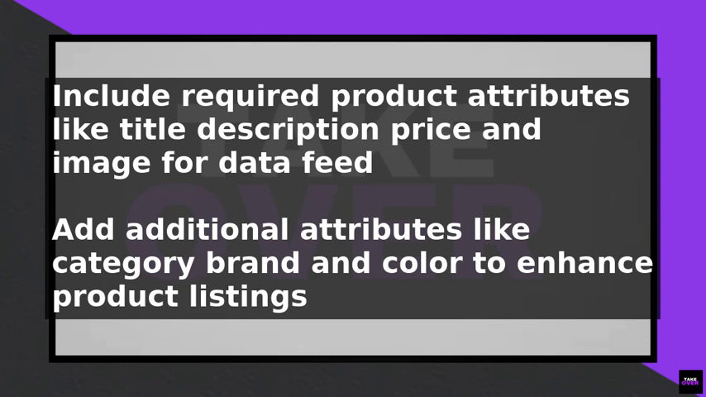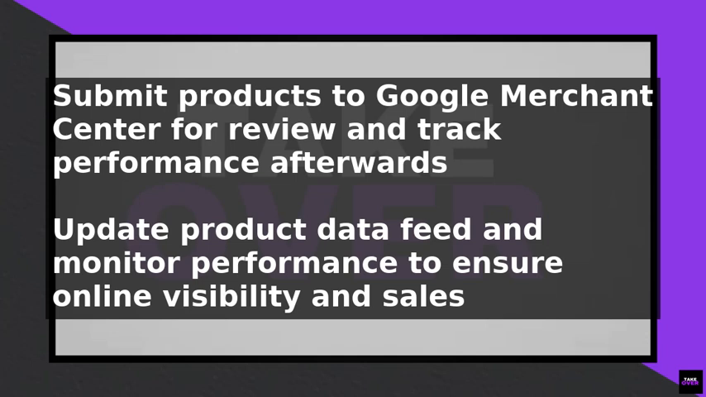Finally, submit your products to Google Merchant Center for review. This process may take a few days, and you will receive an email notification once your products are approved. After approval, you can start advertising your products on Google and track their performance using the Google Merchant Center dashboard.